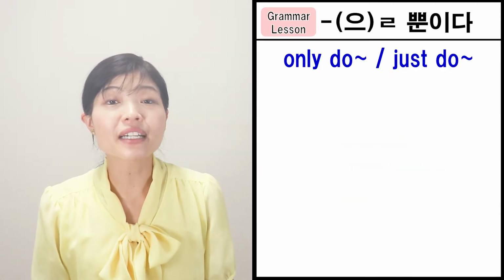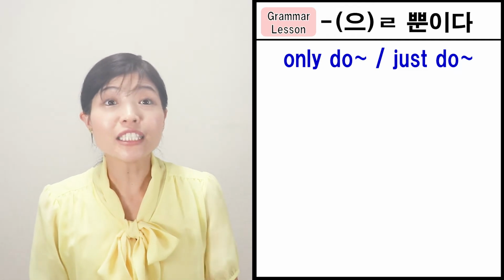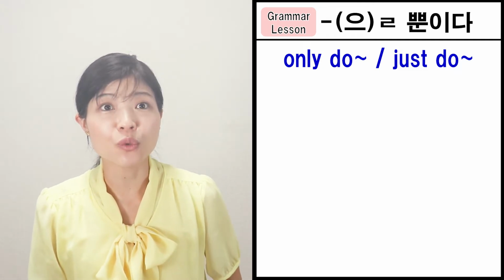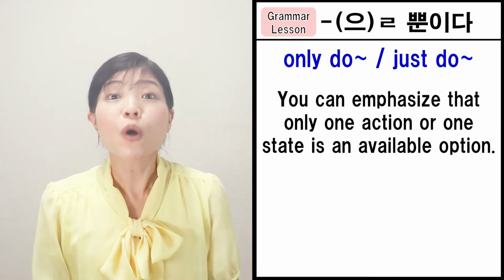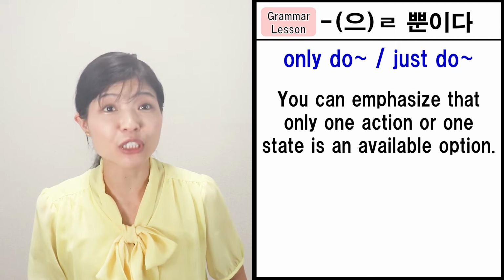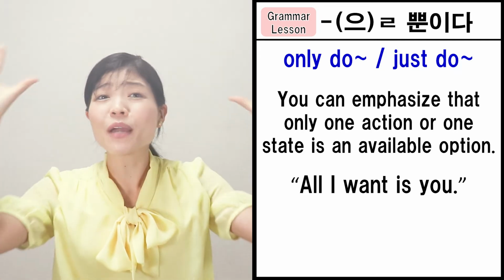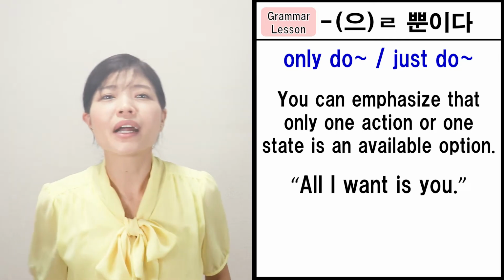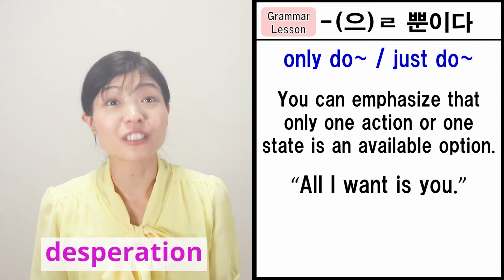The last grammatical rule for today is 으, 리을 뿐이다. Only do or just do. By using this grammar, you can emphasize that only one action or one state is an available option. In English, it could be similar to all I want is you, or you are the only one. You can feel the desperation of the speaker, right?